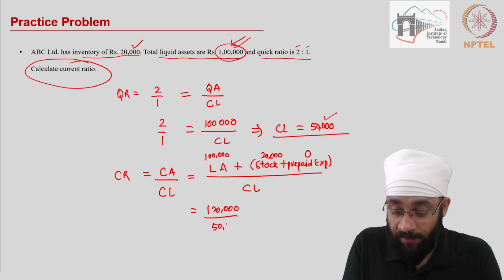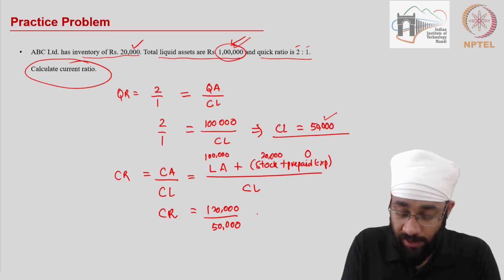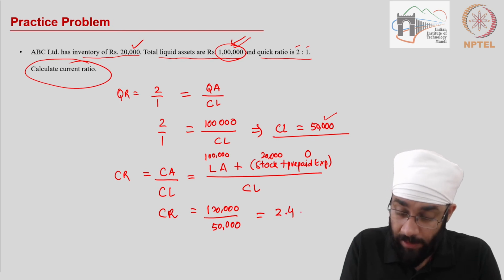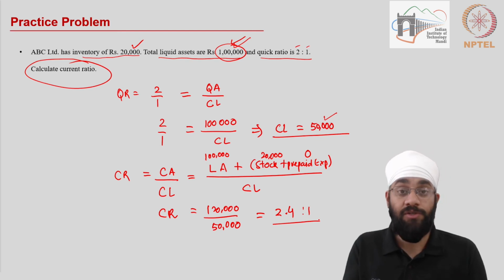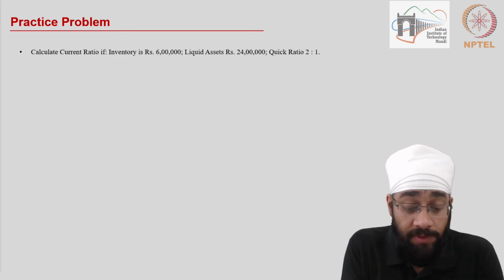Divide that by 50,000 and you have your current ratio. So current ratio is equal to 2.4. 2.4 is to 1 is the current ratio. So, a simple arithmetic problem.